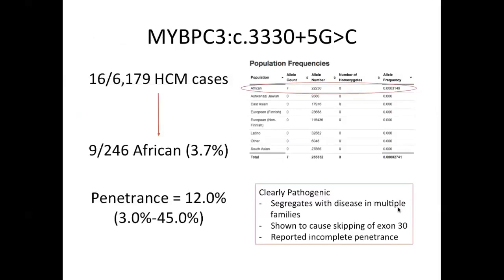So if we drill our cases down to just those that we know are African, firstly, we can see that this variant in Africans seems to be more prevalent than our most common HCM variant. And secondly, when we calculate our penetrance, the estimate is 12%. Even the upper confidence bound of this estimate is lower than the 50% that we accounted for in our disease architecture, suggesting that this variant is low penetrance.